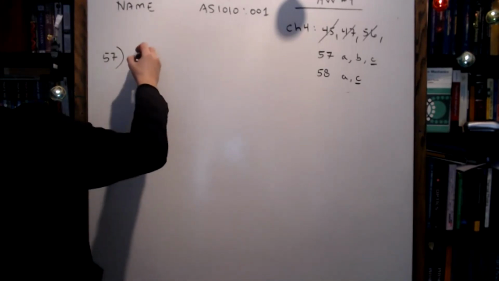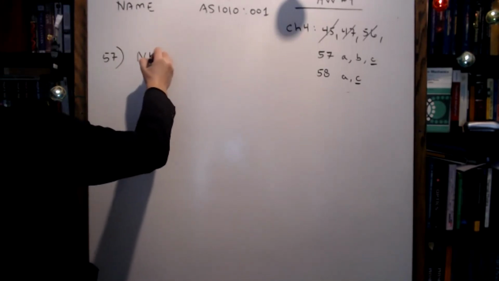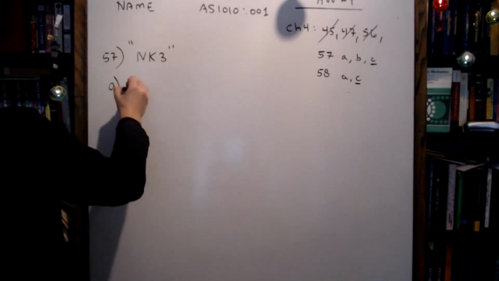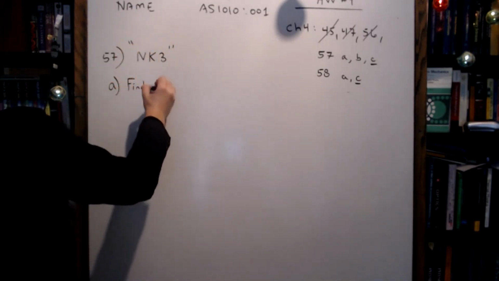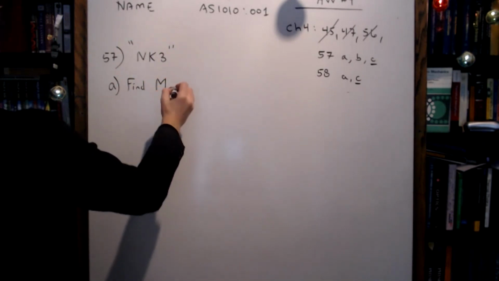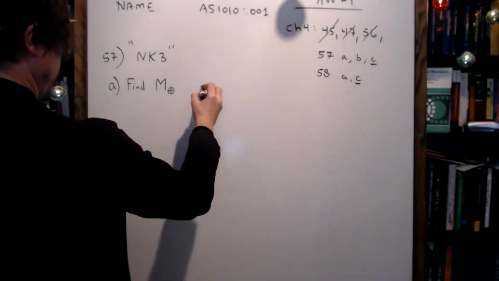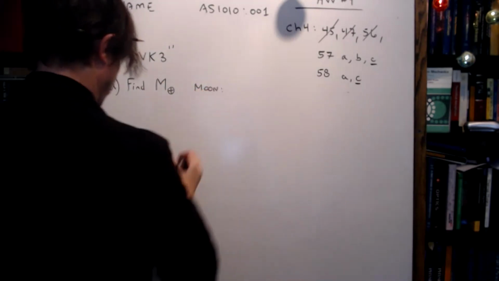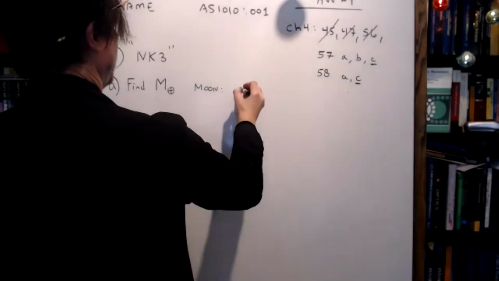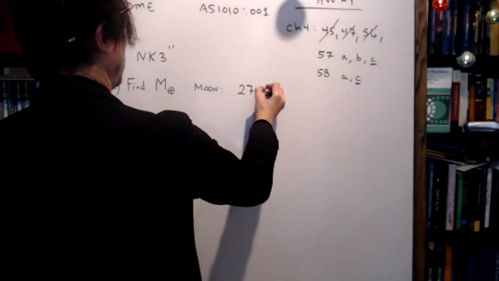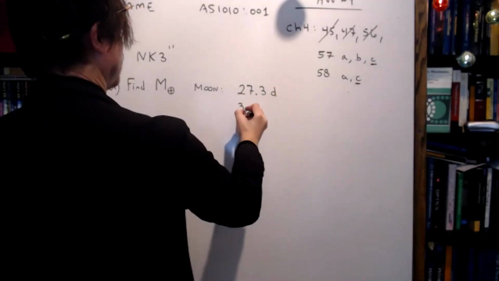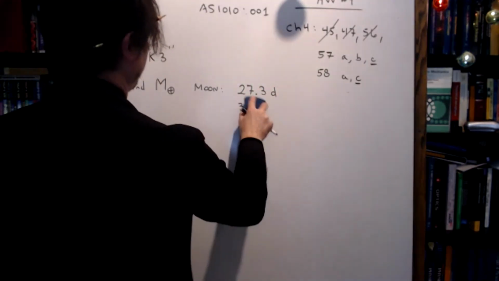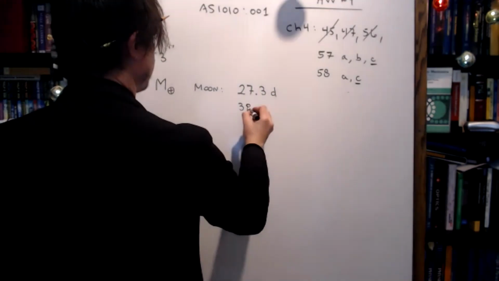Using Newton's version of Kepler's third law, calculate Earth's approximate mass from the fact that the moon orbits Earth every 27.3 days at an average distance of 384,000 kilometers. Okay, the moon has a period of 27.3 days and a distance of 384,000 kilometers.